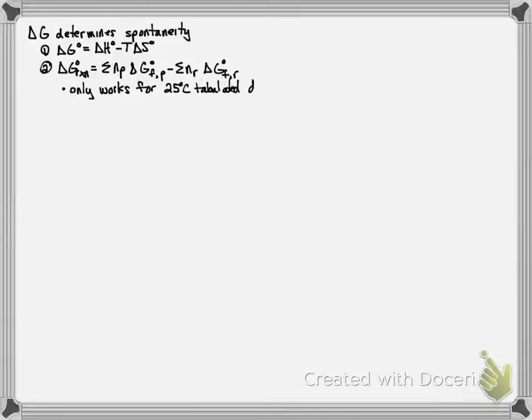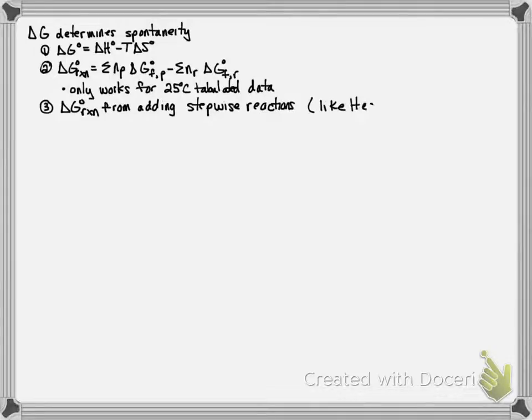One of them is the delta G under standard conditions would be the enthalpy under standard conditions minus T delta S. So delta G equals delta H minus T delta S. Remember for that one that the temperature has to be in Kelvin. And again, watch your units for kilojoules versus joules.